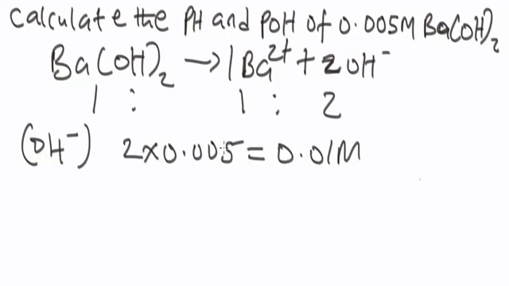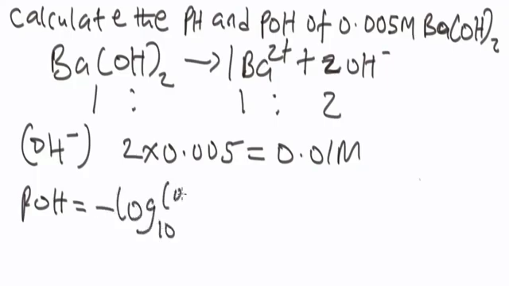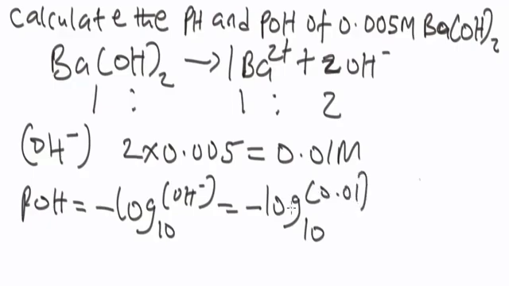Now that we have gotten it, let's find the pOH. pOH is negative log to the base 10 of the hydroxyl ion concentration, so it's going to be minus log to the base 10 of the hydroxyl ion concentration, which is now 0.01 mole. So let me punch it in my calculator. Okay, so if you punch it in your calculator, you're going to have it to be 2.